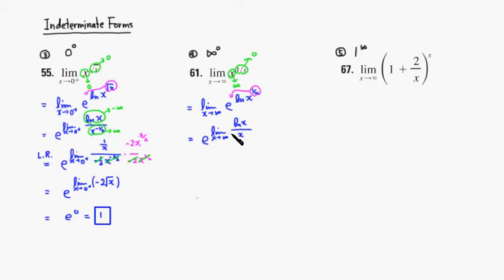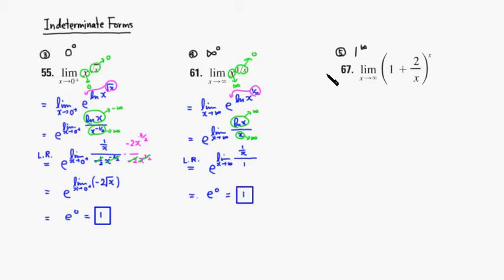The natural log of infinity is infinity, and x is going to infinity. So you have an infinity over infinity situation, and we can apply L'Hopital's rule. You have e to the limit as x approaches infinity. The derivative of the natural log of x is 1 over x, and the derivative of x is 1. As x approaches infinity, 1 over x goes to 0. So again, this is e to the 0, because 1 over infinity is 0. So again, the limit is 1.